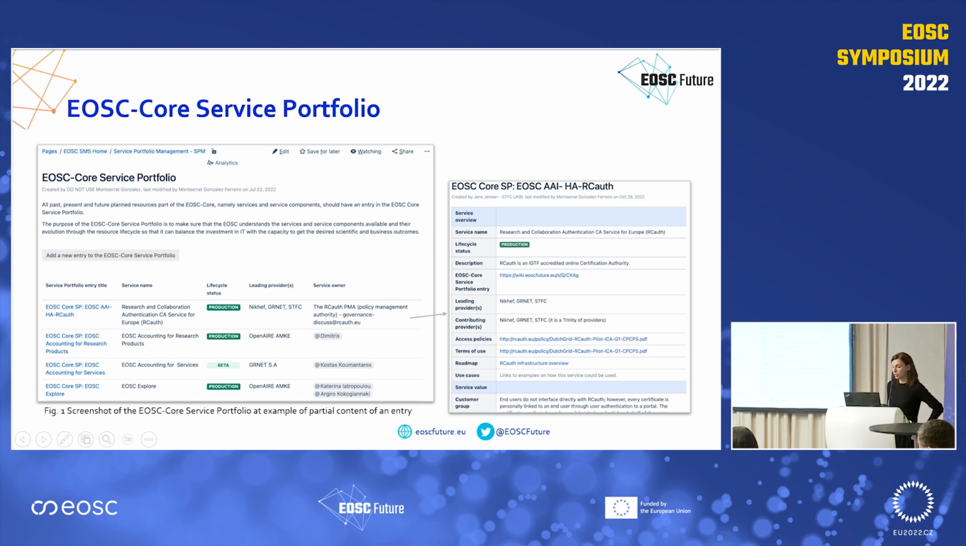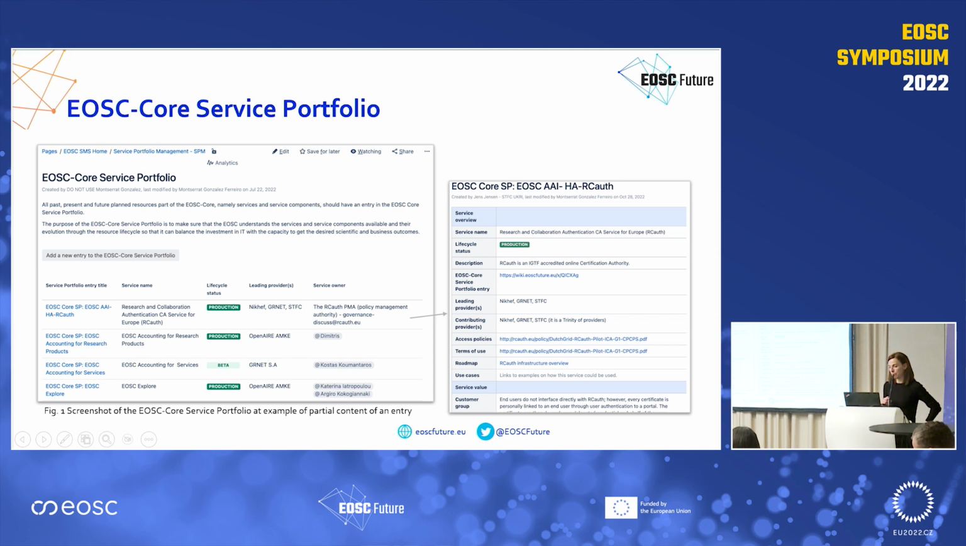This is a screenshot of the service portfolio. So we can see here the overall. This screenshot doesn't include all of them, of course, otherwise we would not be able to read it, but we can see 4 services that are part of the EOSC Core service portfolio, how it looks like, and a bit of a detail of one of the entries.